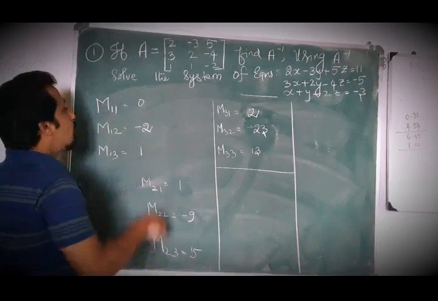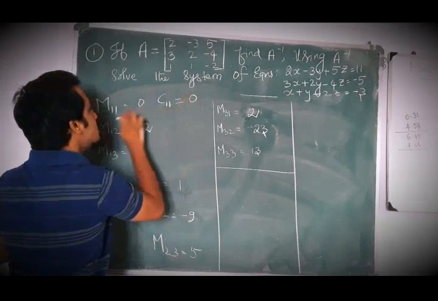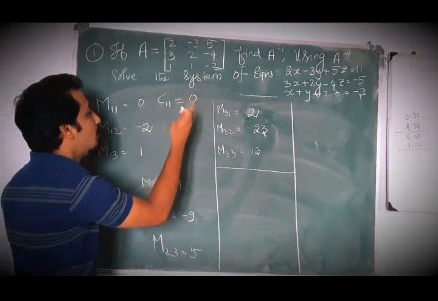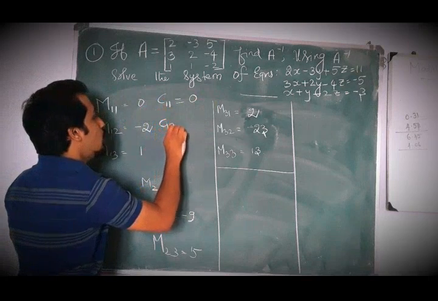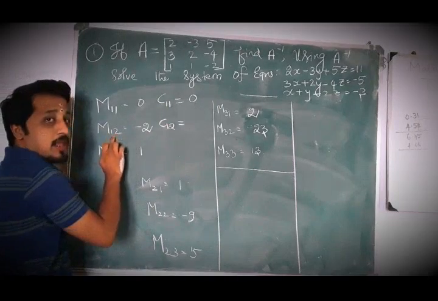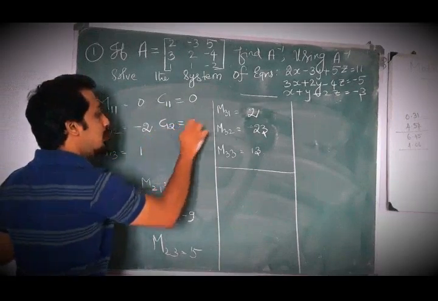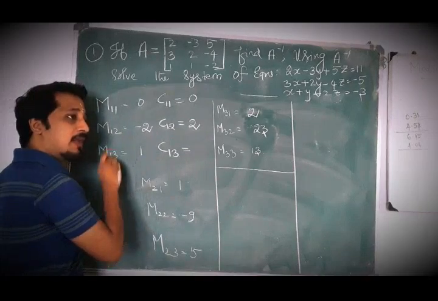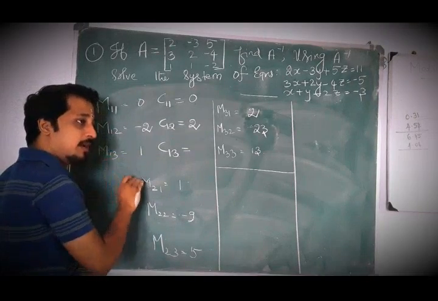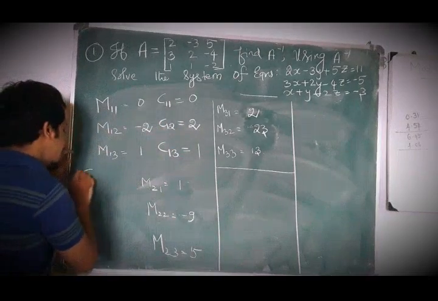Now, if M11 is 0, what about C11? In the cofactor matrix, it is 0. C11 is 0. Now C12: 2 plus 1 is 3, which is odd, so I have to multiply with the minus, so it will become 2. Now C13: 3 plus 1 is 4, an even number, so whatever the minor is will be the same as the cofactor. So that is 1. Now C21.